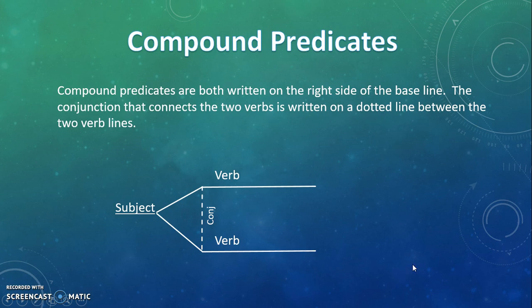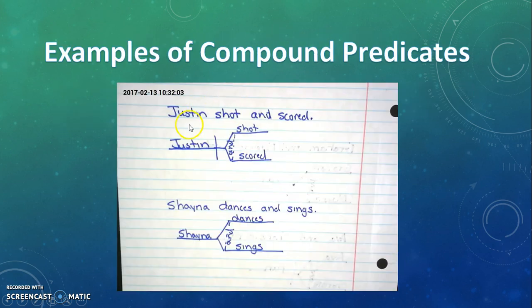Now you can also have compound predicates. Same thing, only, oh, and look, I've made a mistake because I should have a line going down between my subject and my verbs. I apologize for that. The conjunction that connects the two verbs is written on the dotted line, same thing, except it's on the verb side. So, Justin shot and scored. Justin, there's my line, shot and scored.